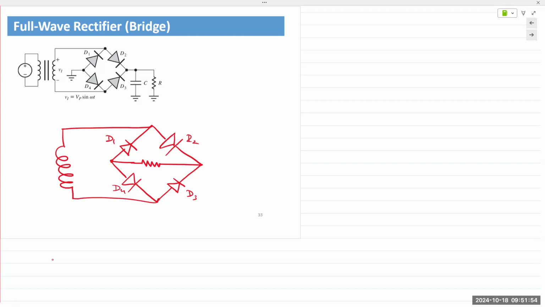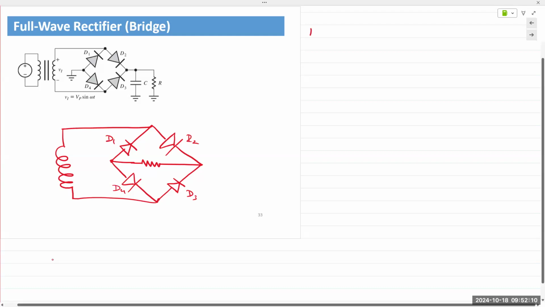Make sense? Okay. So far, so good. Then let's take a look at the positive half cycle. Don't draw this out, not yet.